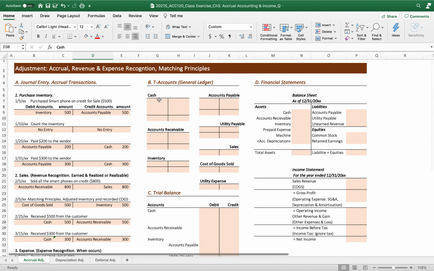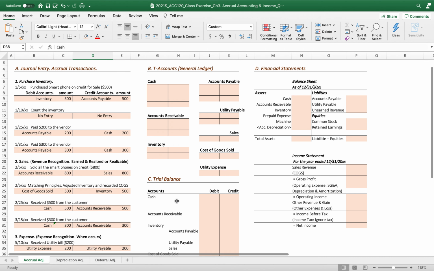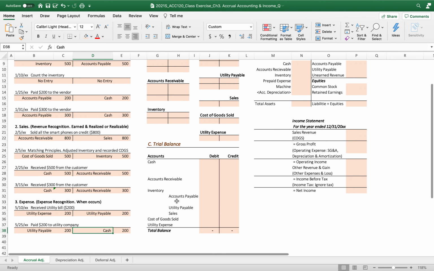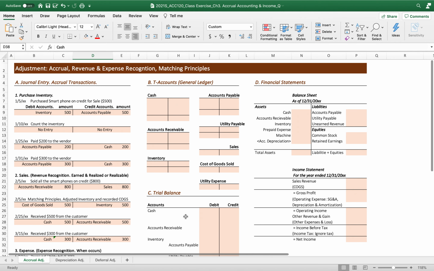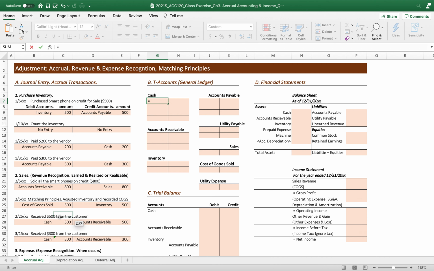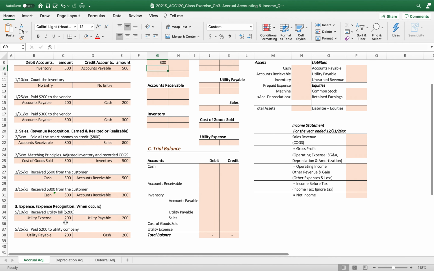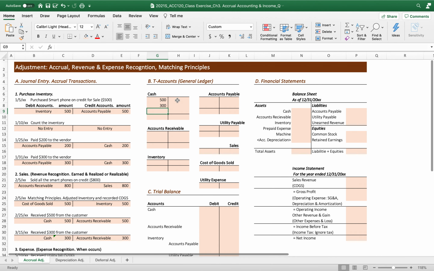Now let's convert all these journal entries into T accounts and create the trial balance to make sure that we record all the business transactions, and then finally build the financial statements. Okay, on the cash, where is cash? On the debit, there you go. Then 300. Anything else? No other cash.